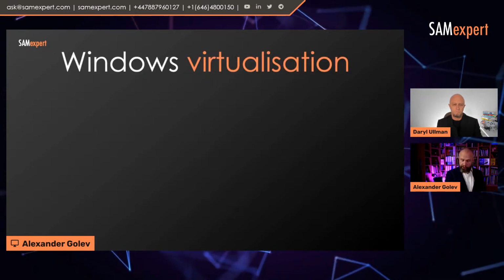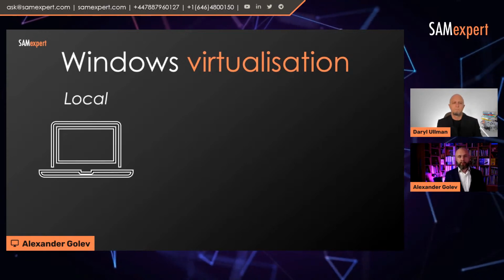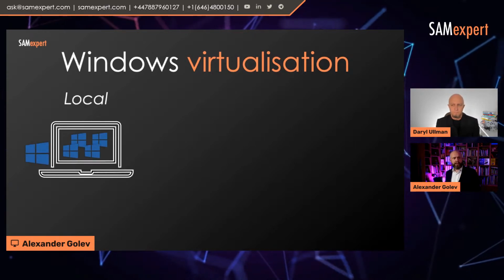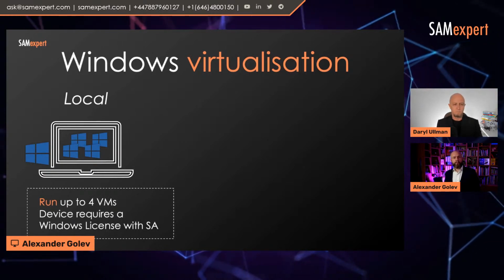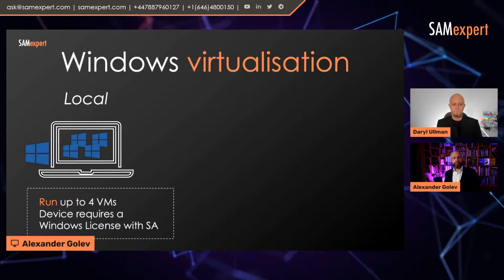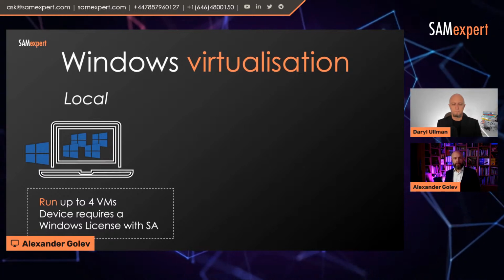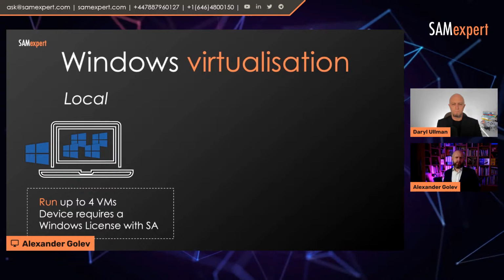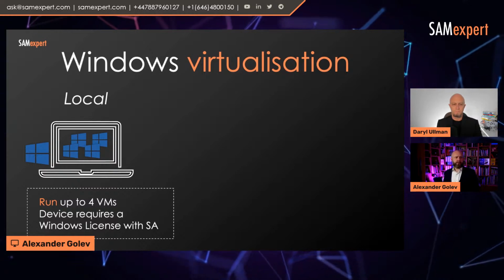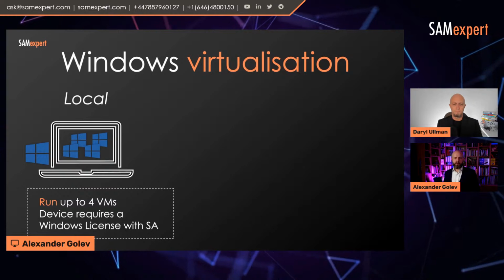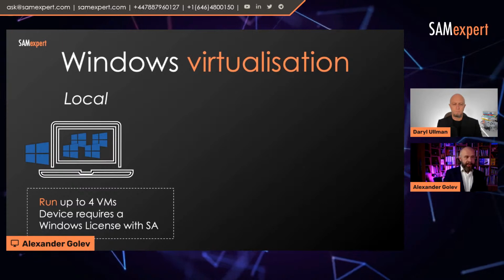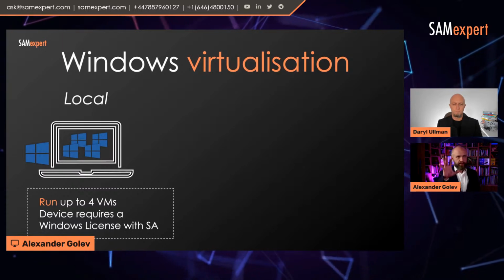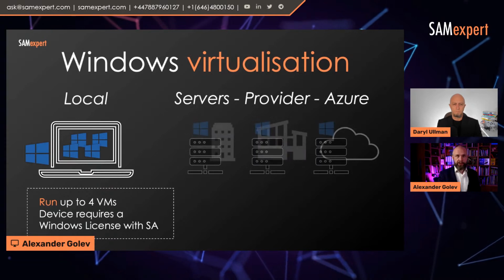Windows virtualization. There are two types of virtualization with Windows 10. First is local. Through software assurance, you get a right to deploy up to 4 virtual machines under one license. So a device requires a Windows Enterprise license with software assurance to be able to run up to 4 VMs locally. It's very rarely used, but if you want to use it, this is the way. Without SA, you basically have to assign multiple licenses to one computer, multiple OEM licenses, by the way. It's just crazy. Anyway, don't even go that way. So this is the way with local virtualization.